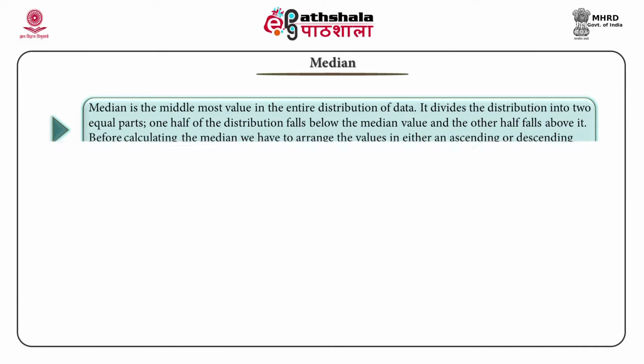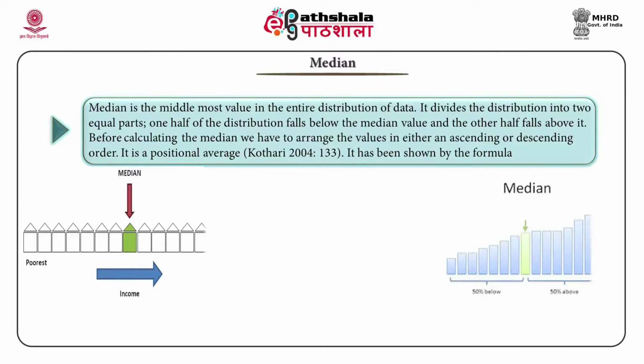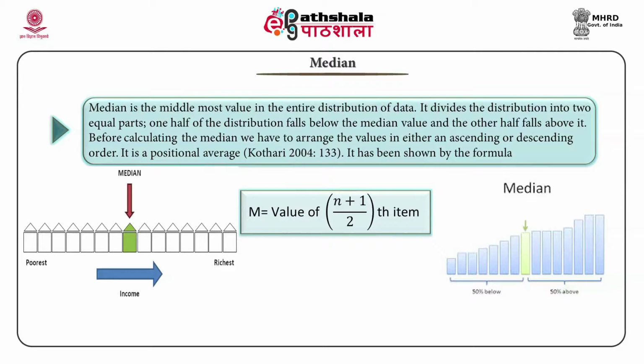Next, we come to median. Median is the middlemost value in the entire distribution of data. It divides the distribution into two equal parts. One half of the distribution falls below the median value and the other half falls above it. Before calculating the median, we have to arrange the values in either an ascending or descending order. It is a positional average and it has been shown by the formula median is equal to value of (n plus 1) by 2th item.